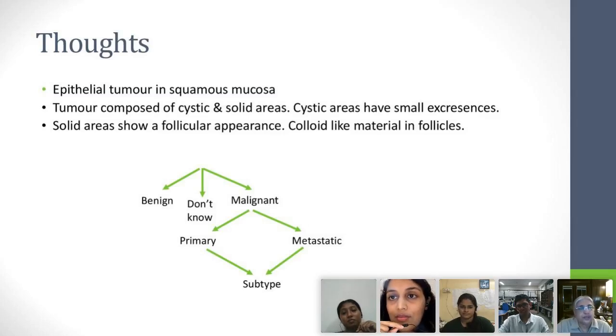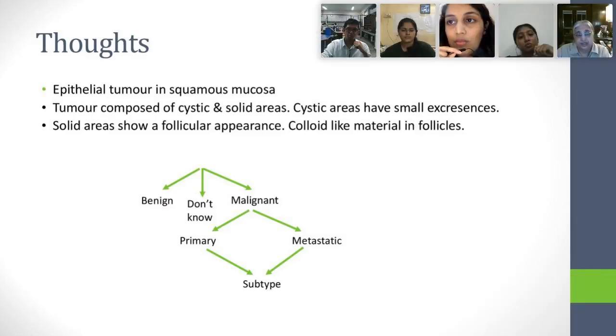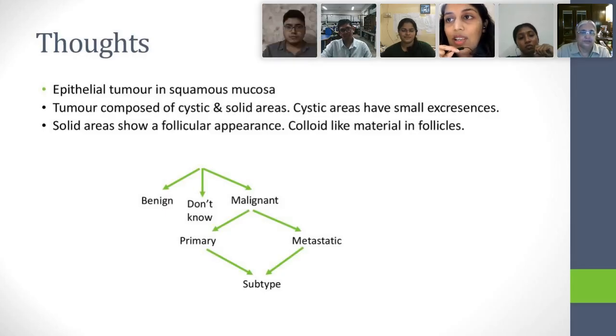But what do we see? We see an epithelial tumor in squamous mucosa. The tumor is composed of cystic and solid areas. Cystic areas have got small excrescences. Solid areas have a follicular, if you wish, or acinar pattern, and there is a colloid-like material in the follicles. And you have three choices here: benign, malignant, or don't know. Which will you pick? Malignant. Malignant, okay. Anybody else?